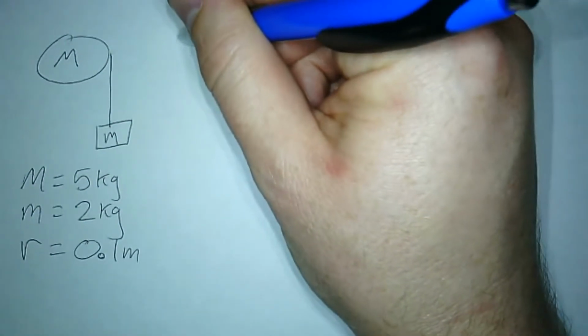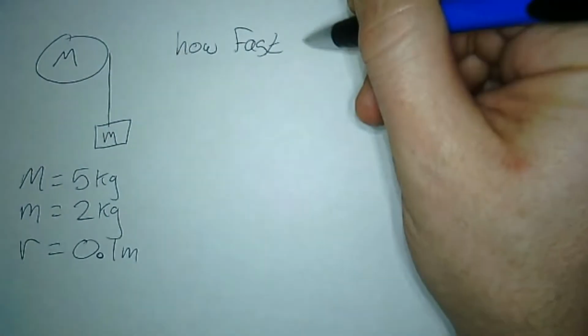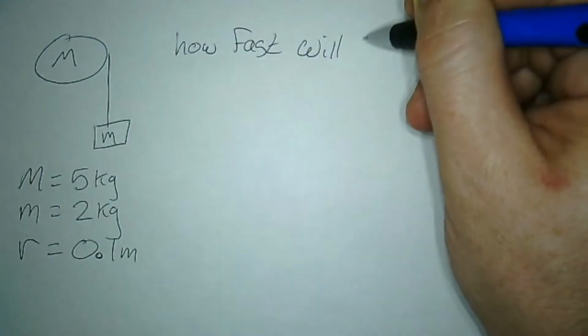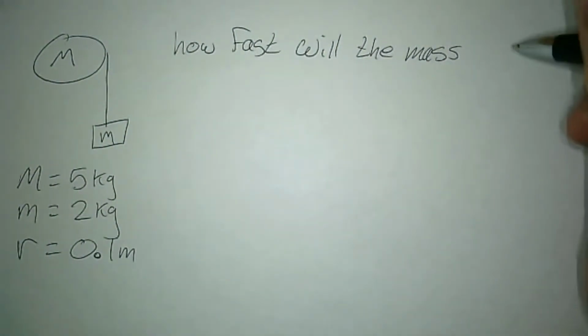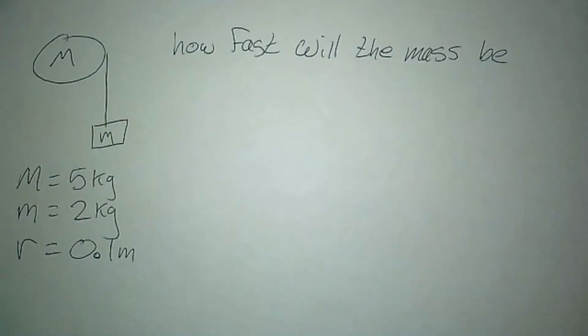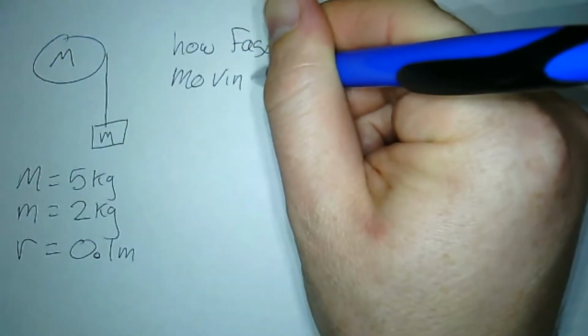So how fast will the mass be moving after it falls 2 meters?